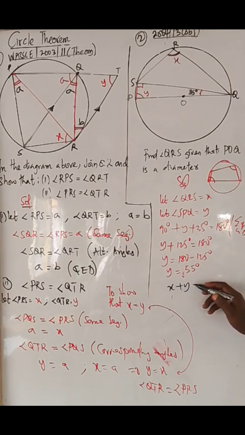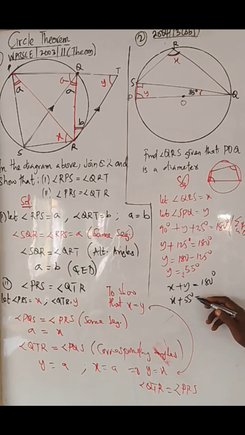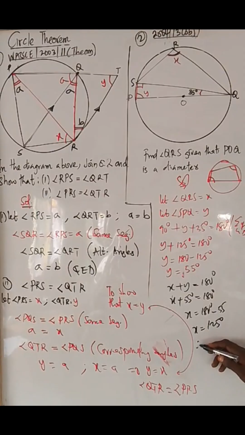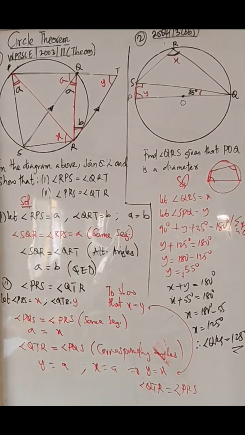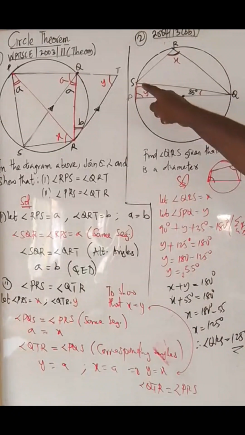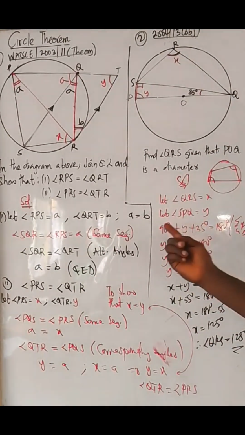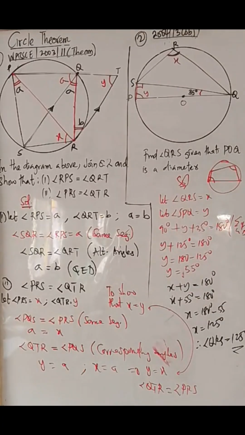So it means X plus Y must give us what? 180. X plus what is Y? 55. Must give what? So what is X from here? 180 degrees minus 55. So X is 125 degrees. So therefore, angle QRS we are looking for is 125 degrees. So here we apply two theorems, or even three: angles in the same circle, opposite angles of a cyclic quadrilateral, then the general one, the sum of angles in a triangle.